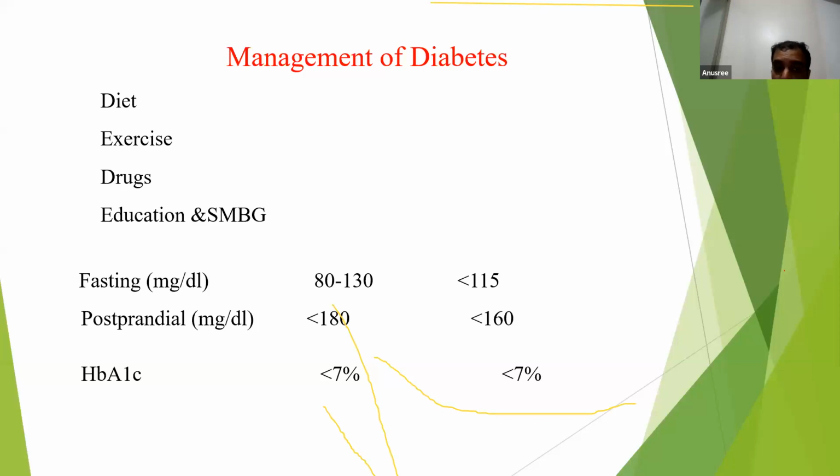Diet, exercise should be the primary part, and education. Drugs only come after that. The ADA and RSSDI guidelines suggest fasting sugar to be 80 to 130 by ADA, 115 by RSSDI, and postprandial sugar to be 180 and 160. HbA1c is common for both.